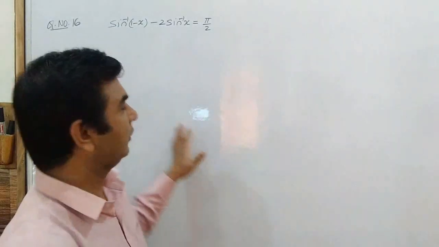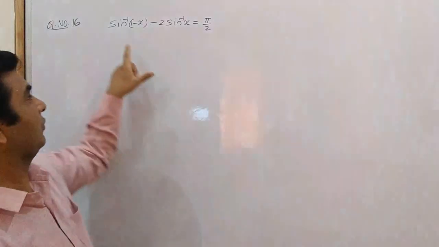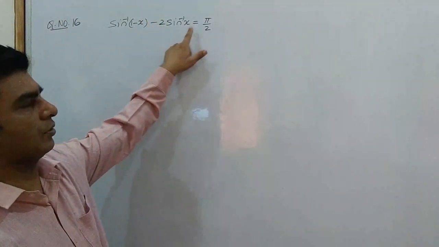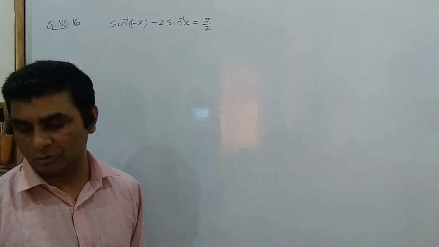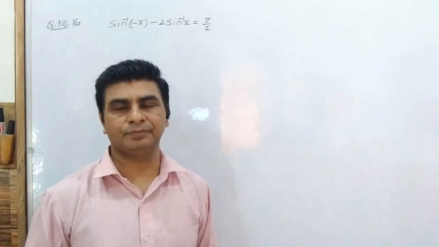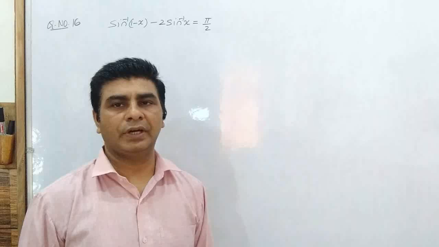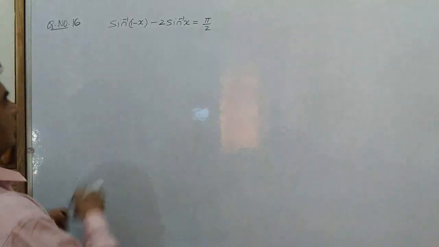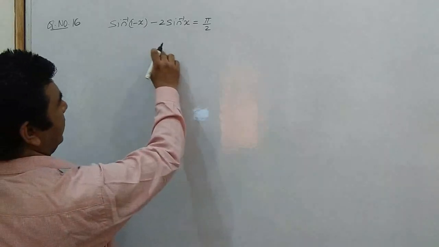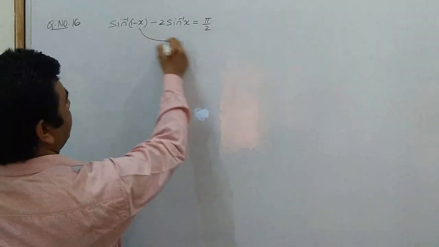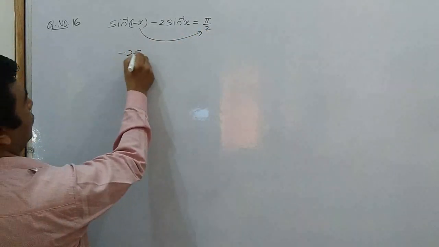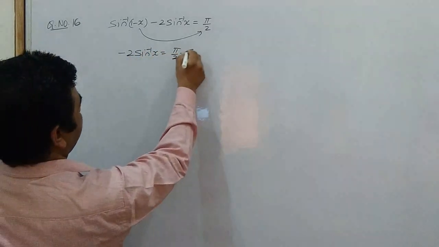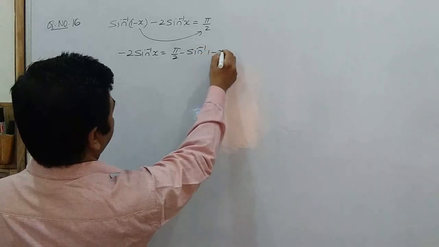Question number 16 is there. It is a very important question. It is given that sin inverse 1 minus x minus 2 sin inverse x is equal to pi by 2. We want to solve this equation, means we want to find the value of x. For that, let's take this sin inverse 1 minus x on the right hand side. So this is your 2 sin inverse x is equal to pi by 2 minus sin inverse 1 minus x.